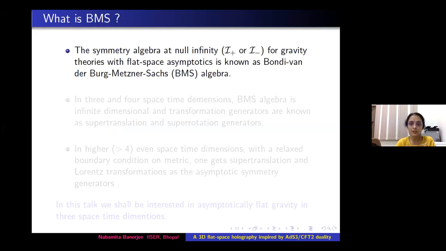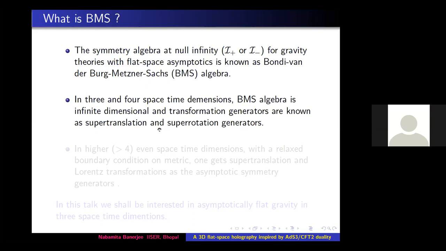Okay. So what is BMS? We all more or less know it, but let me still state it. This is the symmetry algebra at null infinity for gravity theories with flat space asymptotics. And this is known as the Bondi, van der Burg, Metzner, and Sachs algebra, by the names of the inventors. We just call it the BMS algebra. In three and four space-time dimensions, the BMS algebra is infinite dimensional, and the generators are known as supertranslations and superrotation generators.